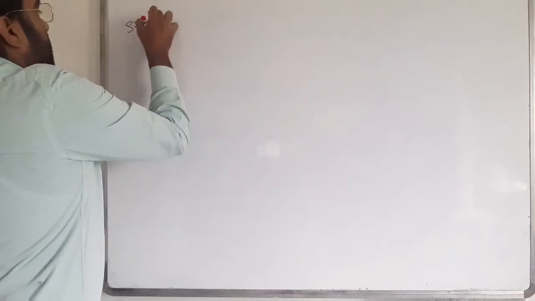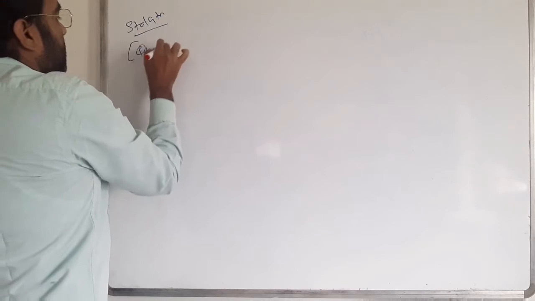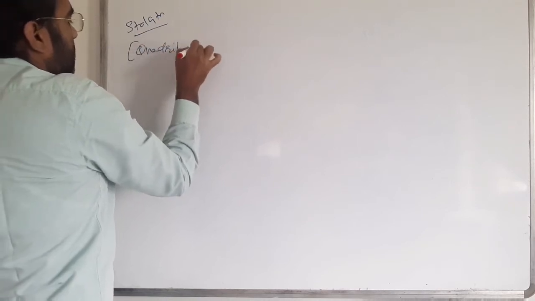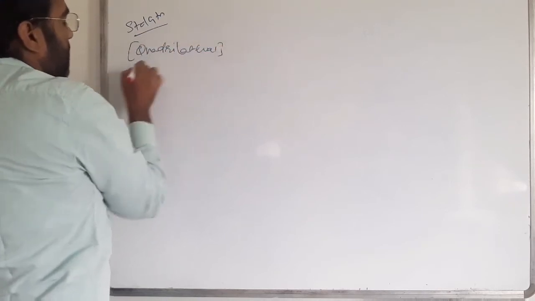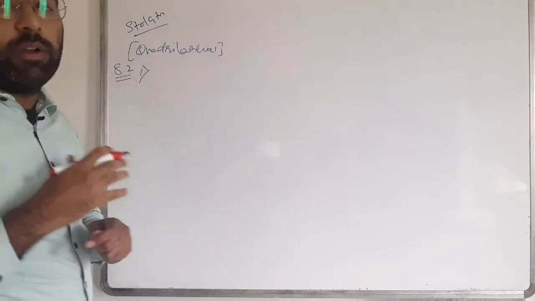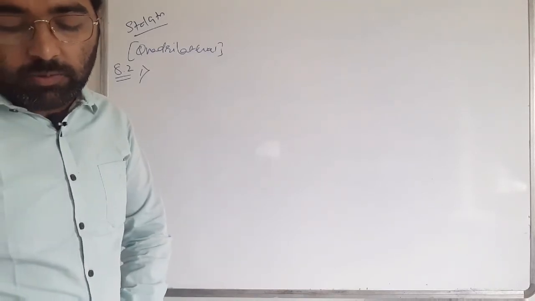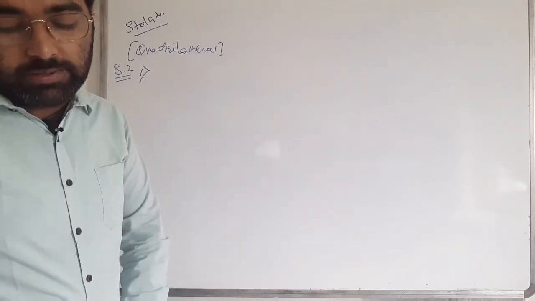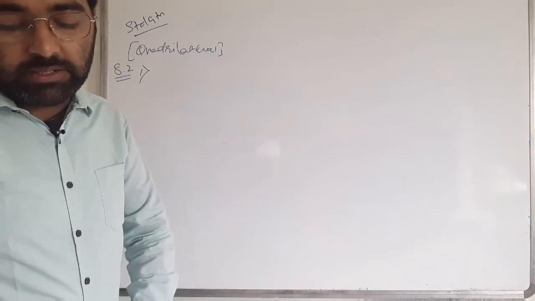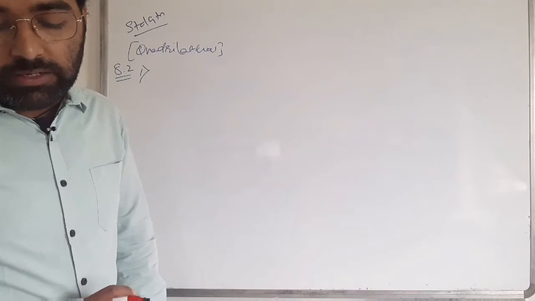Standard 9, the name of the chapter is quadrilateral. Exercise 8.2, question number 1. ABCD is a quadrilateral in which P, Q, R and S are the midpoints of the sides AB, BC, CD and AD. AC is a diagonal. Show that.